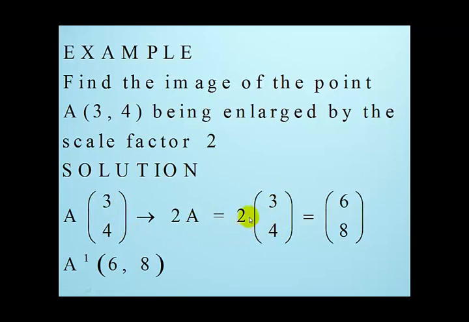Now the scale factor multiplies both the x coordinate and the y coordinate. So 2 times 3 equals 6, and 2 times 4 equals 8. So (6, 8) is the image. So A prime is (6, 8), where the x coordinate is 6 and the y coordinate is 8.